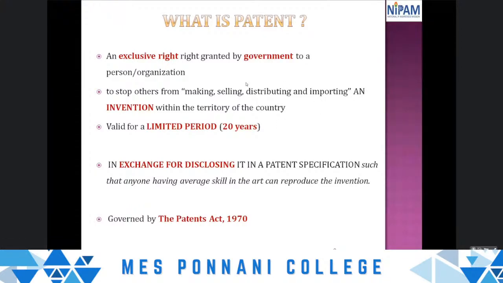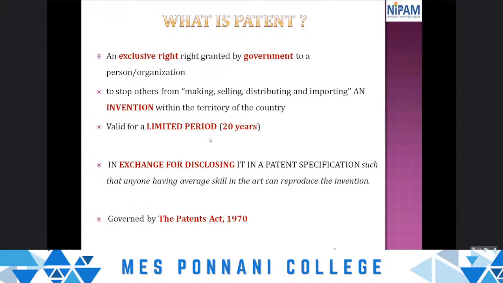Here there are a few things you need to keep in mind. First and foremost, it is an exclusive right. Secondly, it is a territorial right. It is valid only within the territory of the country in which it is granted. If you get an Indian patent, then you will receive exclusive rights over your invention only within the territory of India. If you want to obtain exclusive rights over your invention in a different country, for example in the US, then you need to file a US patent and obtain a US patent.